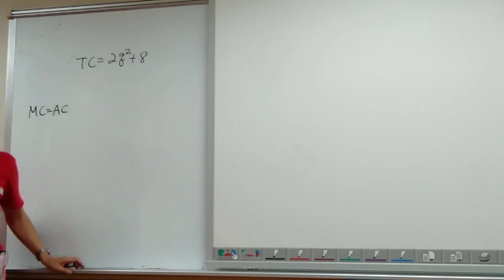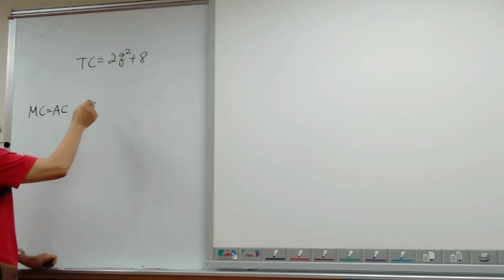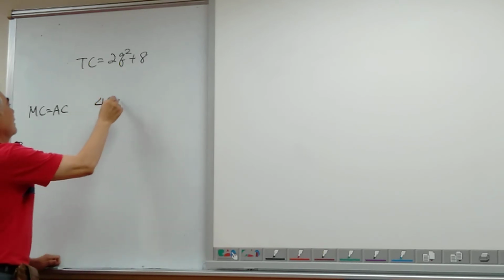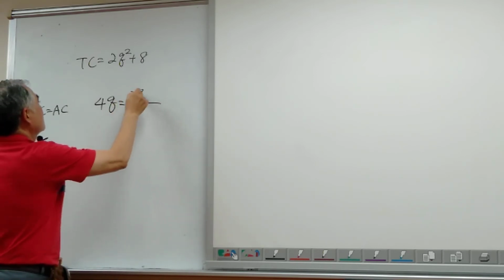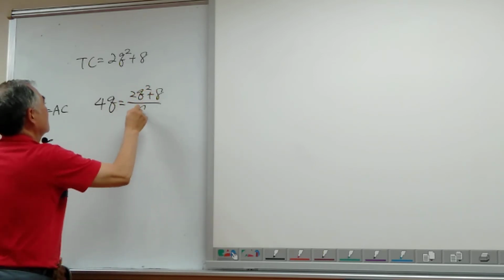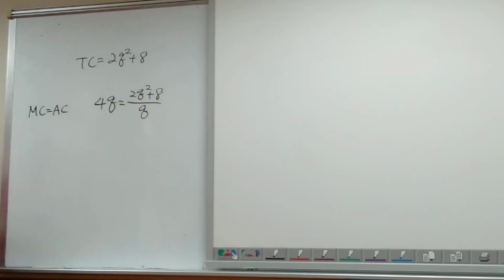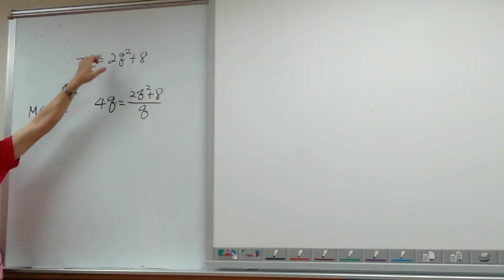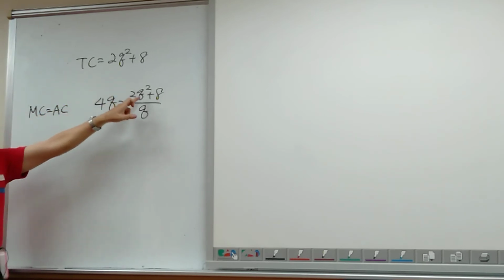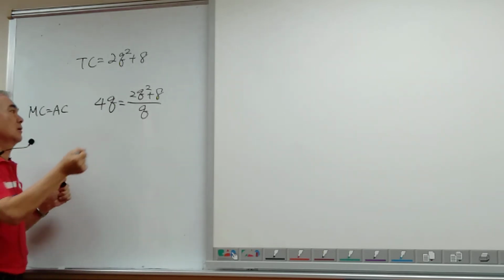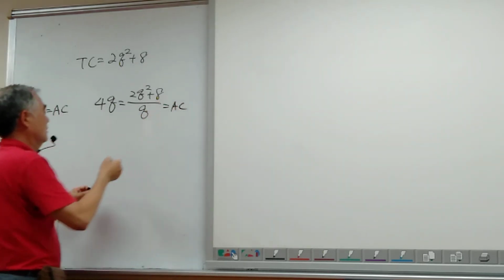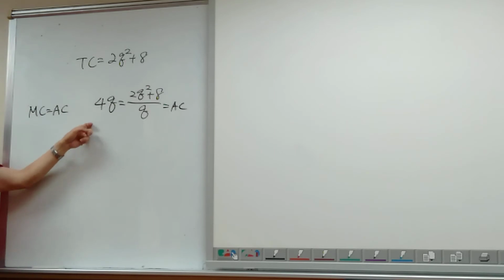Okay, so then what do you have? You have MC is equal to 4Q, right? And AC is 2Q squared plus A divided by Q. Here is total cost, and this is total cost divided by Q, so that's average cost. And here marginal cost is equal to 4Q. Okay, any questions?